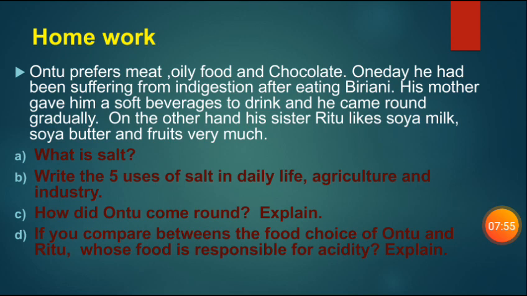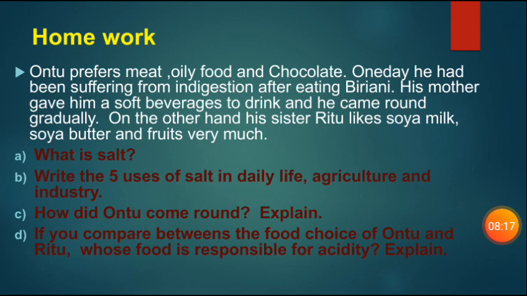There is a stem that Ontu prefers meat, oily food and chocolate. One day he had been suffering from indigestion after eating biryani. His mother gave him a soft beverage to drink and he came round gradually. On the other hand, his sister Ritu likes soya milk, soya butter and fruits very much.